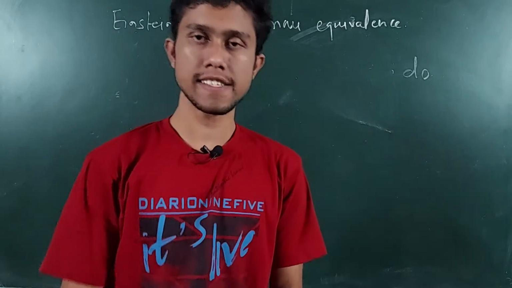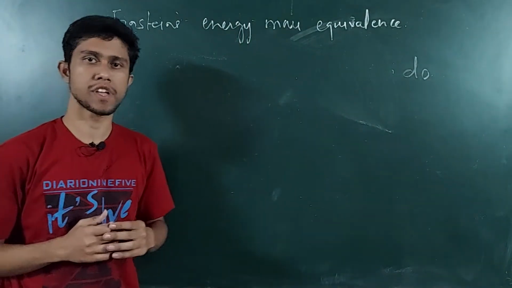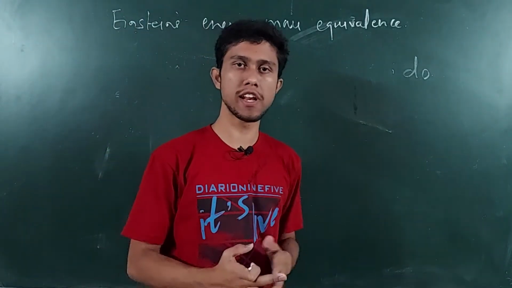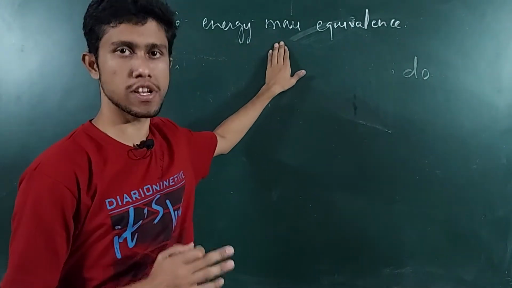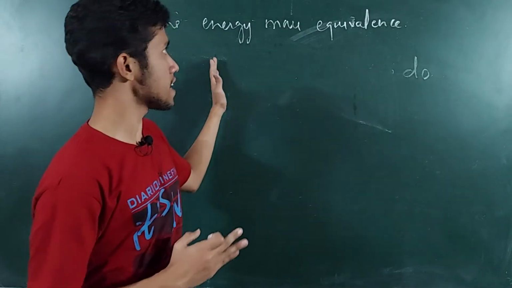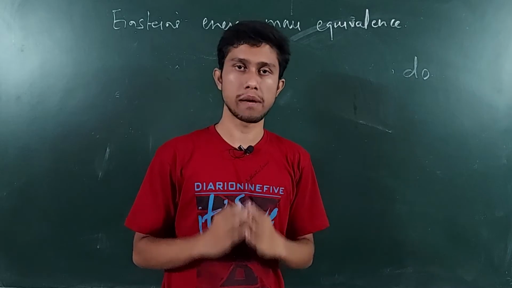So what is Einstein's energy mass equivalence? This was given by Einstein. Equivalence means similar or equal to. So here you can see two terms, one is energy and another is mass. So Einstein gave an expression which could equate these two terms, energy and mass, with a simple expression, that is E is equals to mc square.